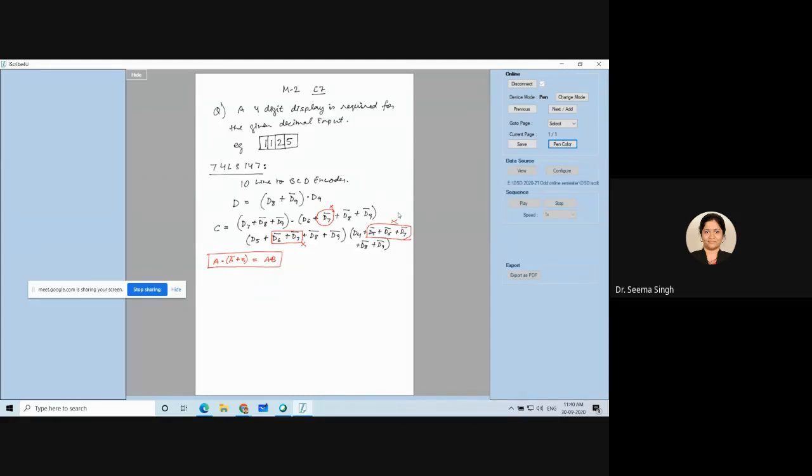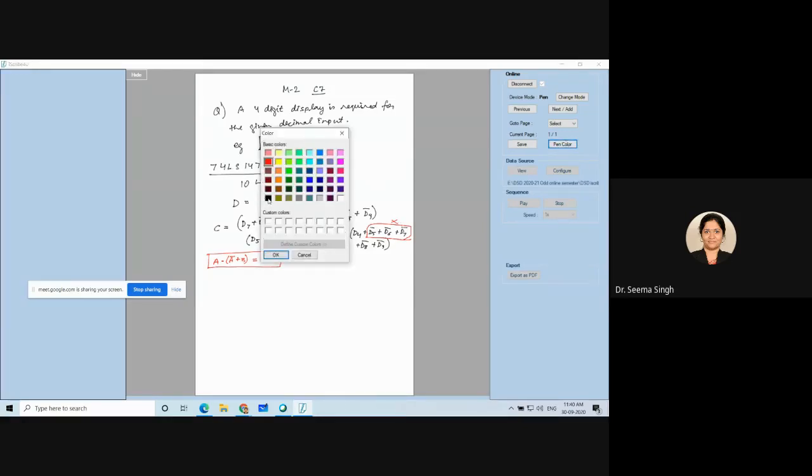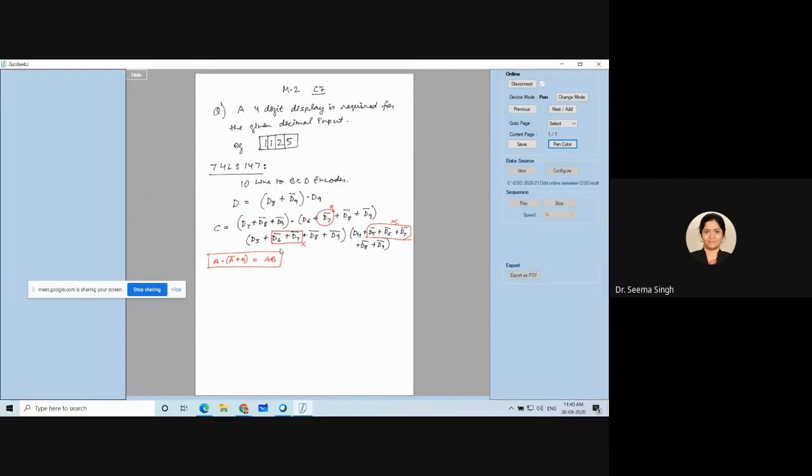So the final equation will have what all things? C will have D7 plus D8 bar plus D9 bar, and your second term will have only D6 plus D8 bar plus D9 bar.